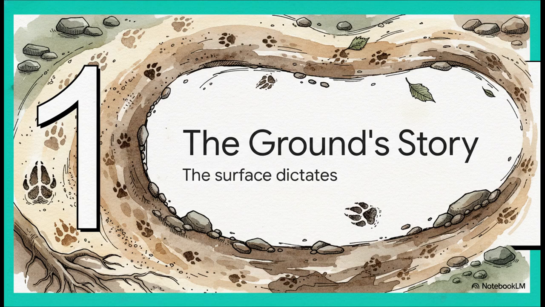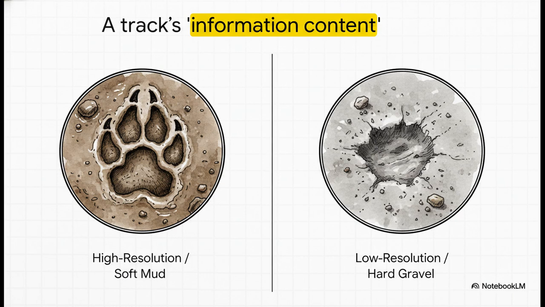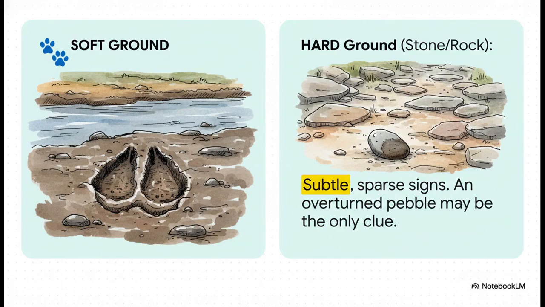So let's start with the canvas for any track, the substrate. The type of ground an animal moves across is probably the single biggest factor in determining what kind of story it leaves behind for us to find. Right, so this is the key concept here. Information content. Think of it like the resolution on a photograph. A track left in the perfect substrate, say wet sand, can tell you an animal's species, its size, maybe even its age or condition. But on a really poor substrate like hard rock, you might only know that, well, something passed by.